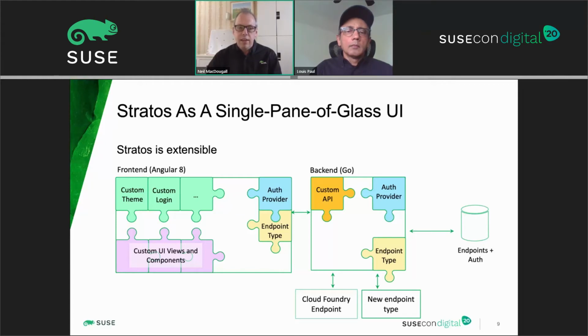So this is us really trying to get to a single pane of glass UI while recognizing that there may well be existing UIs that you have that you don't want to rewrite from scratch. You want to integrate them into Stratos, or at least into a single UI, to make it very easy for your users.